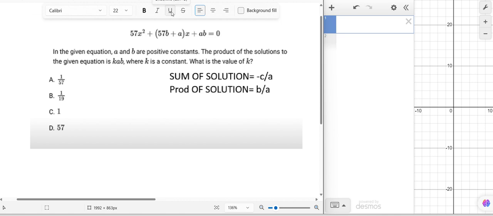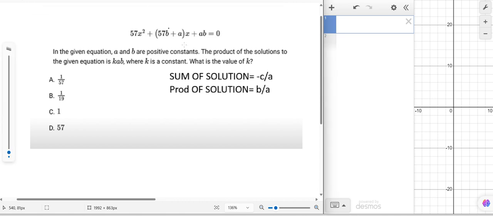This is our next question, and it basically involves the formula or concept of the sum of the solutions or the product of the solutions of a quadratic equation. Always expect these types of questions on test day. In this question, the product of the solutions is given to us, which equals k times ab, and we have to find the value of k.